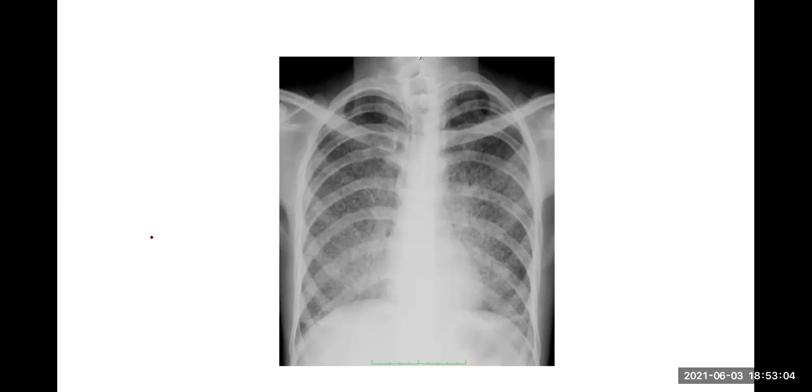Mottling කියලා ලියන්නේ මෙහෙමයි. Oh sorry, හැමෝටම යවන්න. So nodules. Mottling. So mottling, miliary mottling කියලා කියනවා.